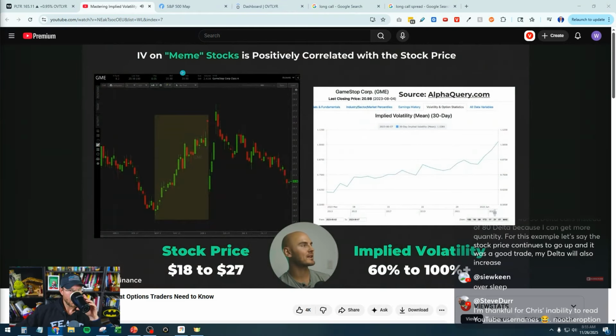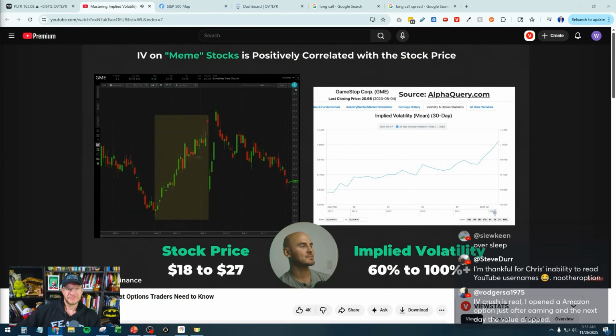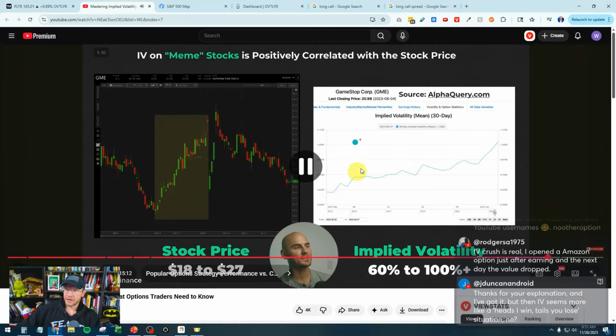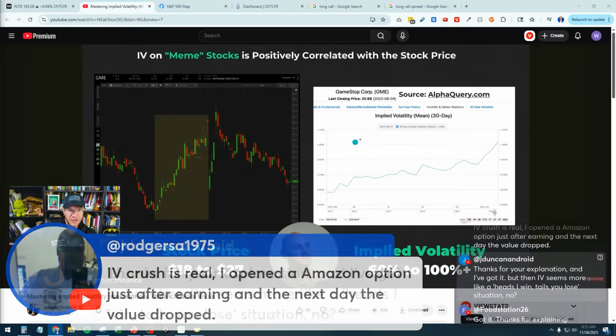And this is because implied volatility on meme stocks is typically positively correlated with the stock price. This means that if the stock price goes up, so will implied volatility, or the amount of premium in the option prices. So in this highlighted region, GME stock price went from $18 to $27, but we saw implied volatility in GME go from 60% to over 100%. Leading up to earnings and things like that, you'll see the implied volatility growing. After the earnings, you'll see the implied volatility drop.